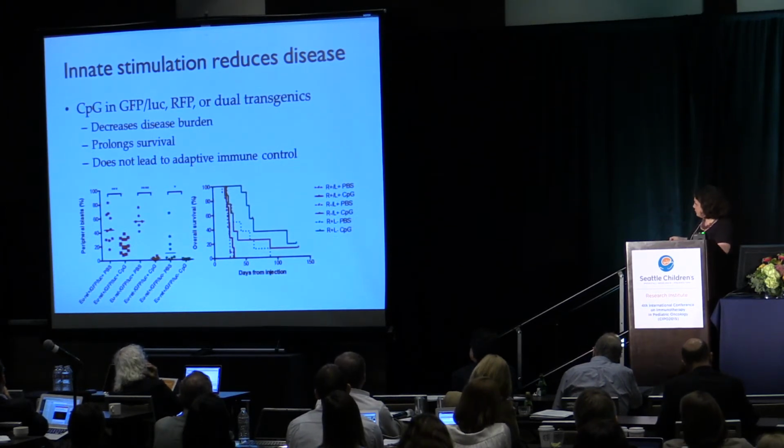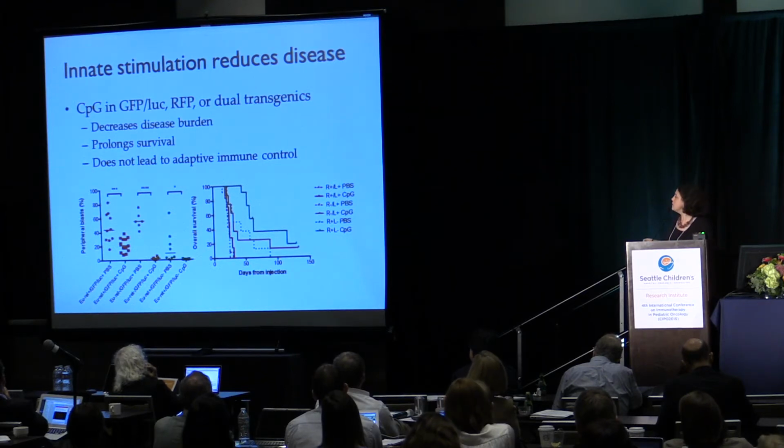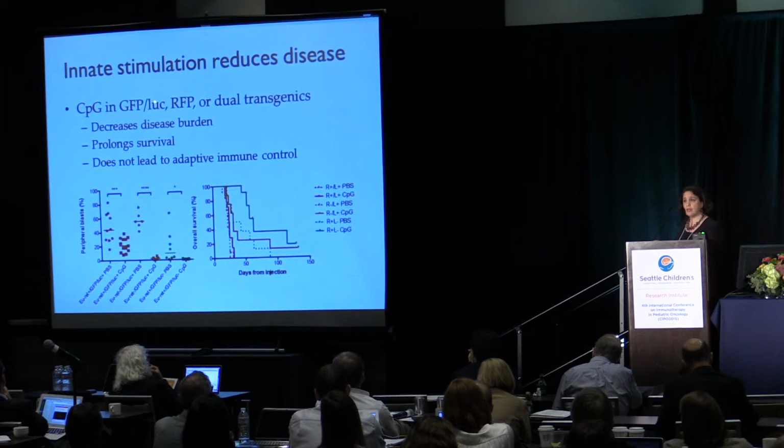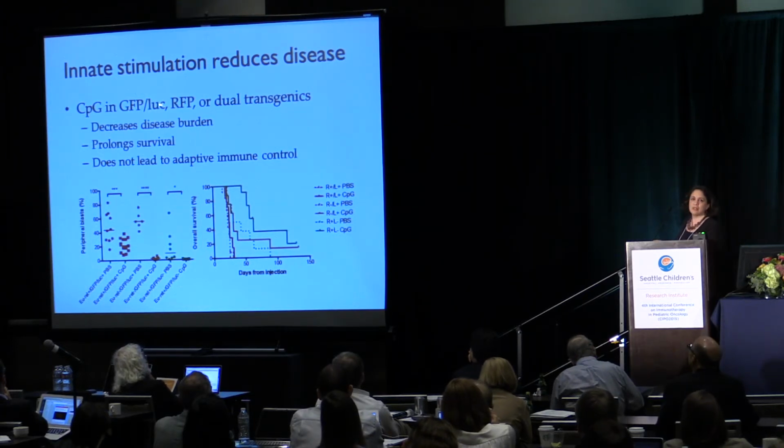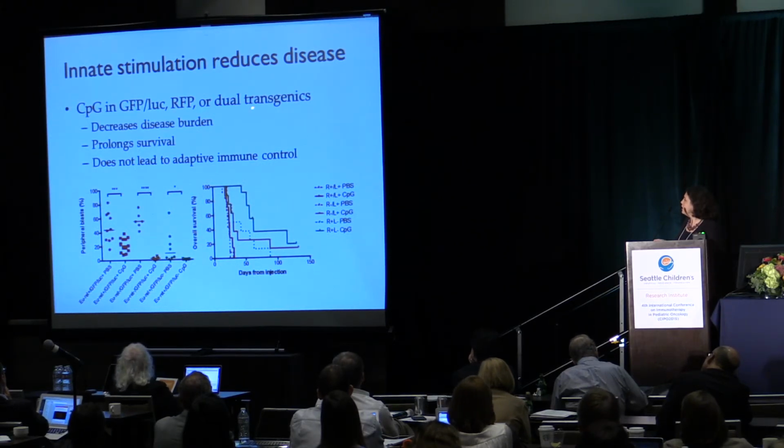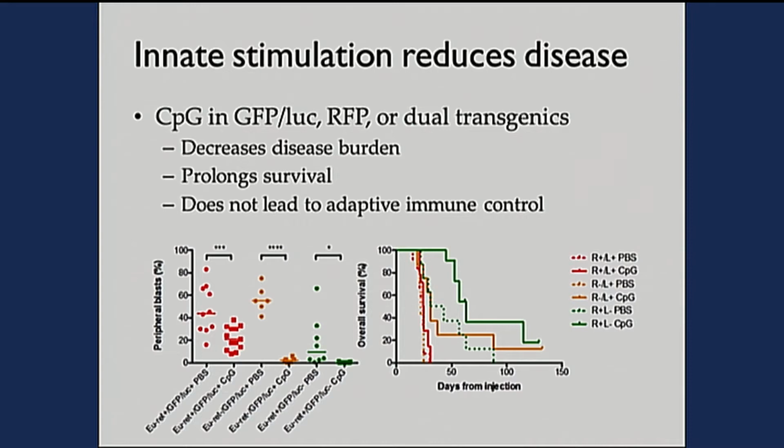This is a little bit of a complicated figure. So what we did was we took 3 transgenic strains. We have our GFP Luc transgenic strain, RFP, which is our lab's shorthand for the emu-ret fusion protein transgenic strain, and the dual transgenics. And we gave them GFP-bearing ALL. We then treated them with CPG or not.